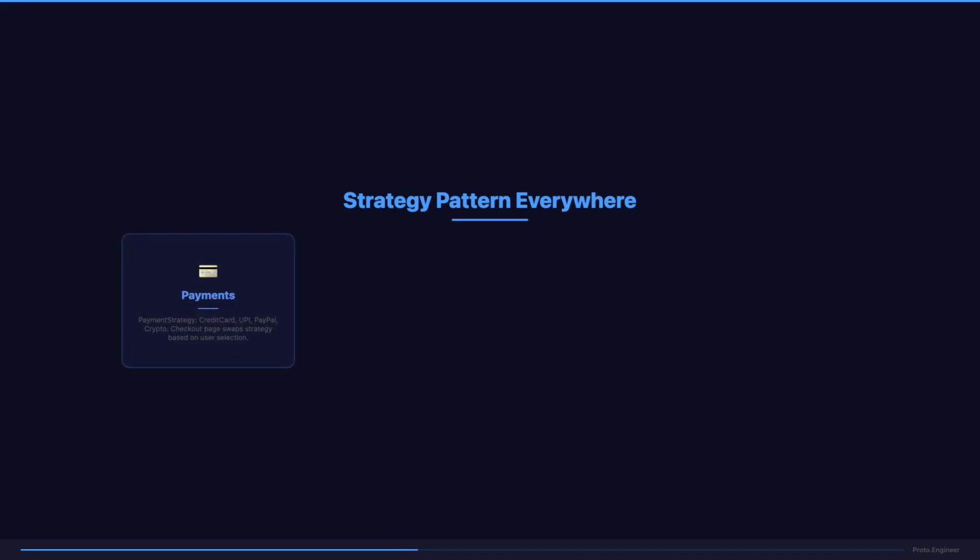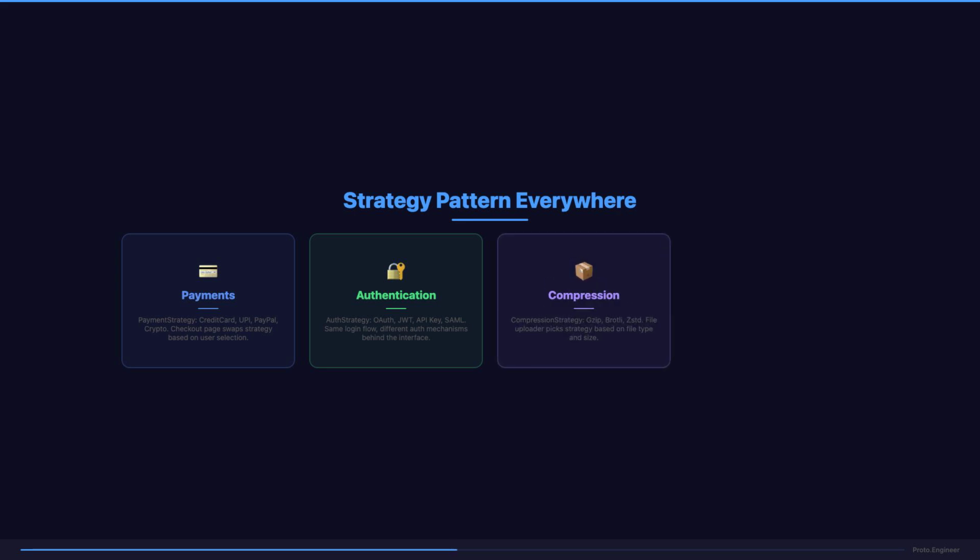First, payment processing. Every payment gateway checkout page uses it. Payment strategy interface with credit card, UPI, PayPal, and crypto implementations. The checkout page swaps the strategy based on what the user selects. Second, authentication. Auth strategy interface with OAuth, JWT, API key, and SAML implementations. The same login flow, but different authentication mechanisms behind the interface.